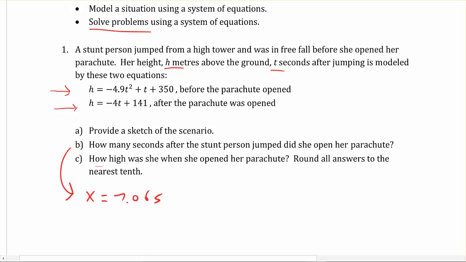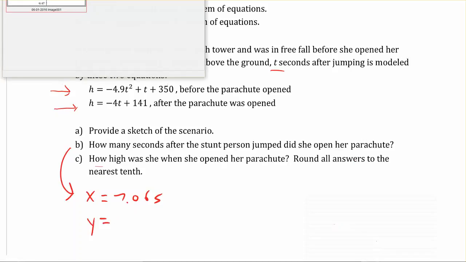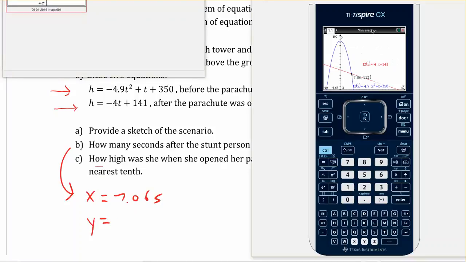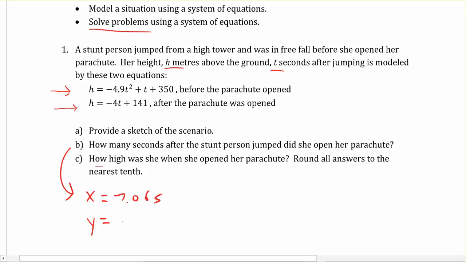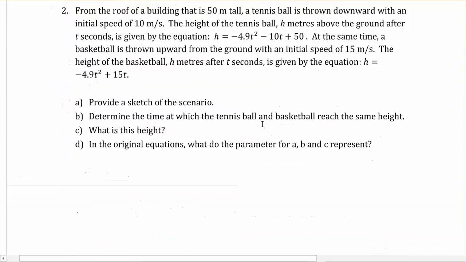The last one says, how high was she when she opened her parachute? So we can just look at the y value there, right? The y value in our graph was 113. So 113 meters. Okay, so that's it for that one. Make sure you make a little sketch there too.